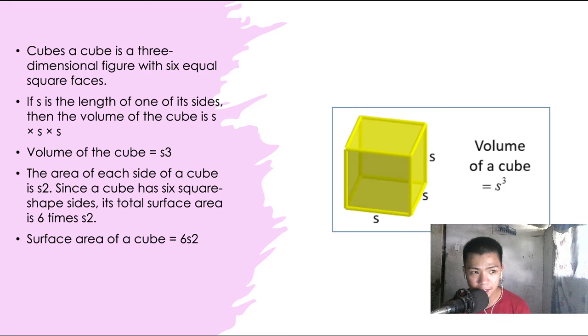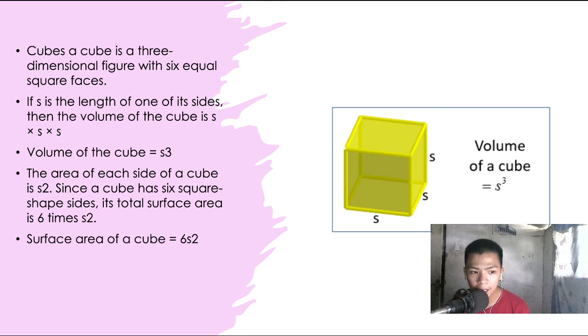The first is the cube. A cube is a three-dimensional figure with six equal surfaces. So, the cube is a three-dimensional figure with six square faces. If the length of one of its sides is S, then the volume of the cube is S times S times S. So, the volume of the cube is equal to S^3. The area of each side of a cube is S^2. Since a cube has six square-shaped sides, the total surface area is 6 times S^2. So, the surface area of a cube equals 6S^2.